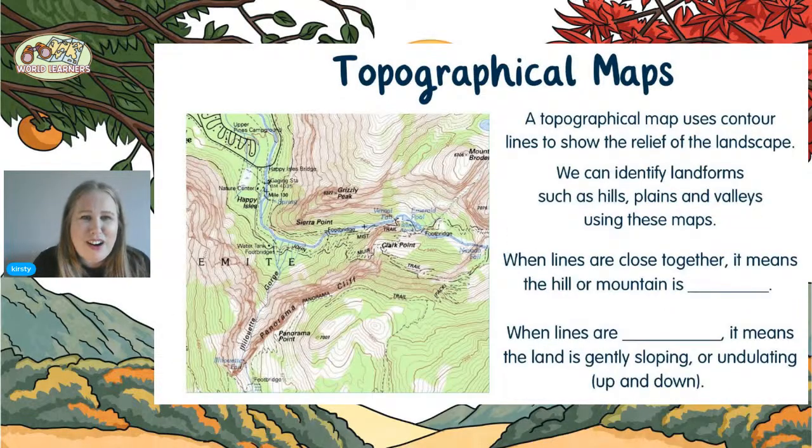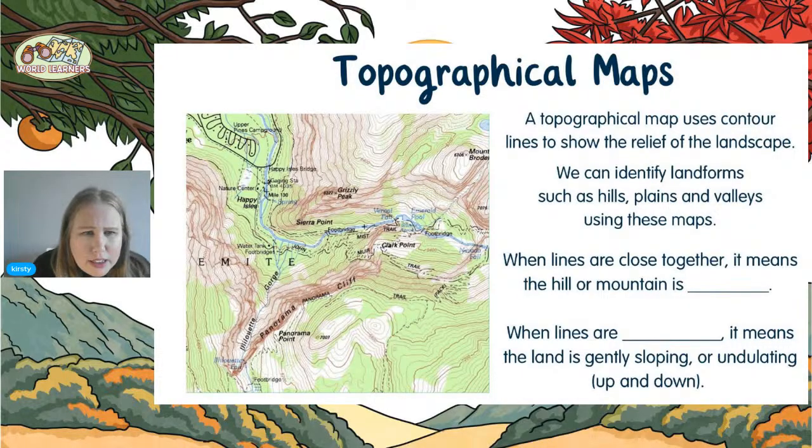Well done, guys. Right. Next of all, we've got topographical maps. A topographical map uses contour lines. Have you come across these before? To show the relief of the landscape. So by relief, we mean the variation in the landscape in its elevation. So how high and low the land is. We can identify landforms such as hills, plains, large flat areas, and valleys, using these maps.